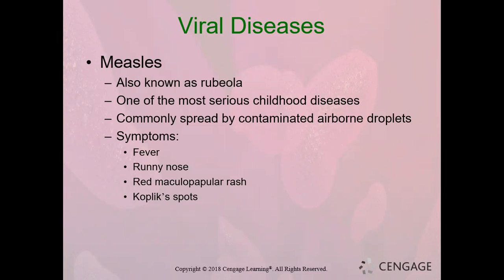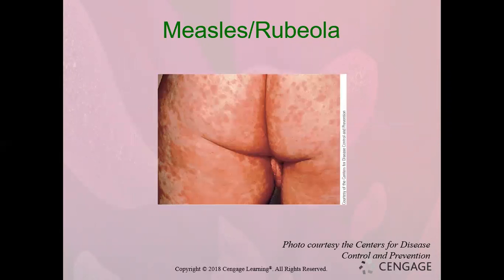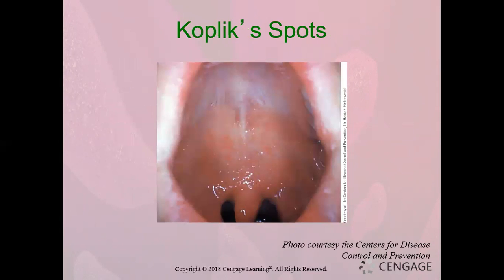Measles, this is also known as rubeola. This is one of the most serious childhood diseases. I don't know if you guys have seen, but this is making a comeback, and I can't remember where it was at, but somewhere they said people are again dying of this. Children, it's terrible. Symptoms are going to be fever, runny nose, a rash, and Koplik spots. There's the measles rubeola rash. There's those white Koplik spots.